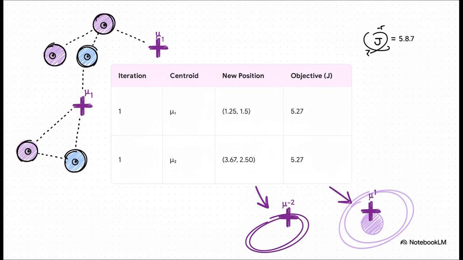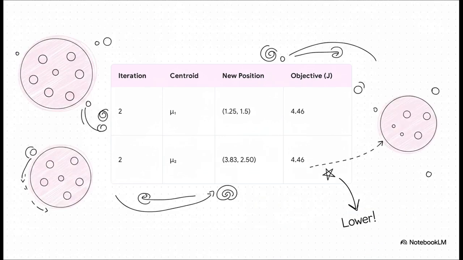Each centroid gets pulled toward the new average of its members. So you can see mu1 gets nudged over to 1.25, 1.5, and mu2 gets pulled up and to the left to 3.67, 2.50. Right now, our total error score, that tightness measure, is 5.27. Let's run that loop again.